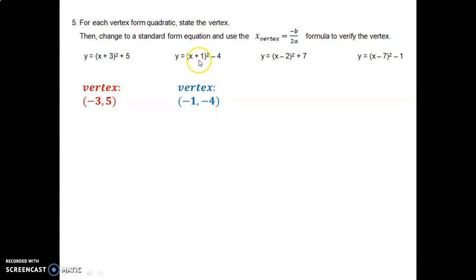Okay, what's the vertex of the next one? Alright, negative 1 from here and negative 4. What's the vertex of this one? 2, 7, and the last one, 7, negative 1. Great, now that you've got the hang of that, let's look at the next step here.